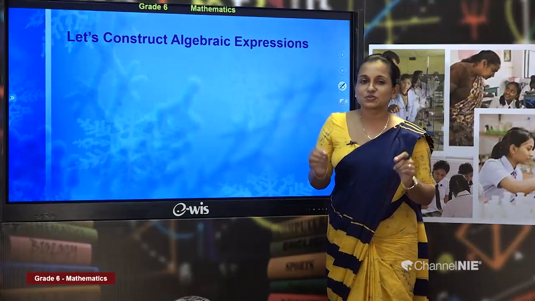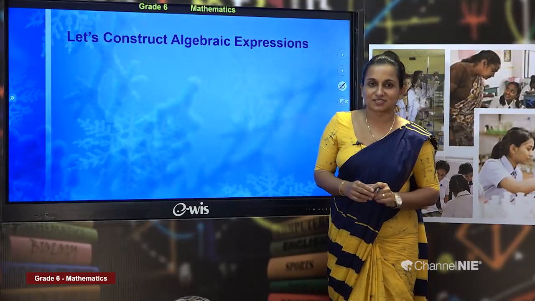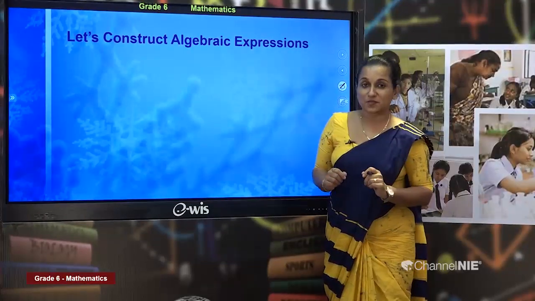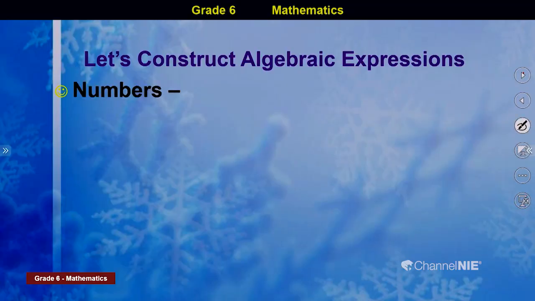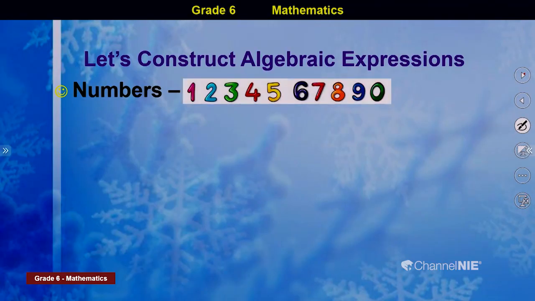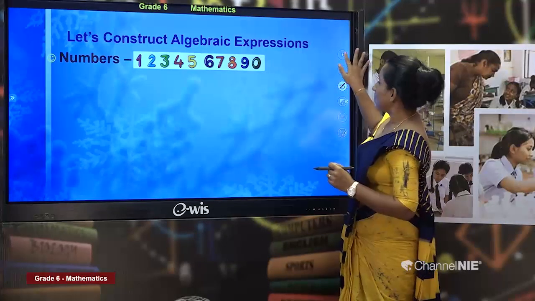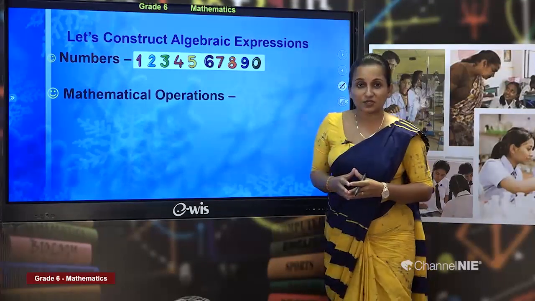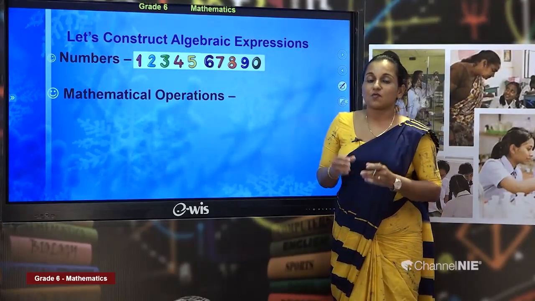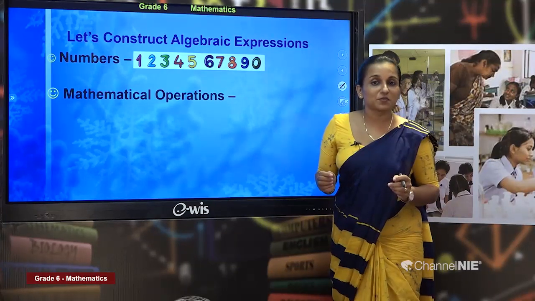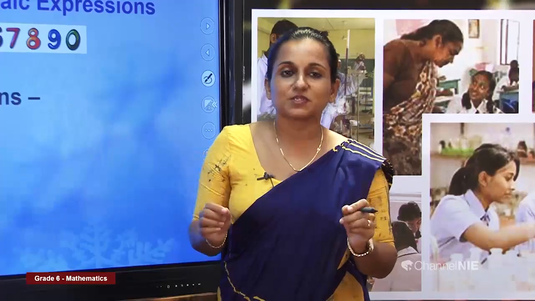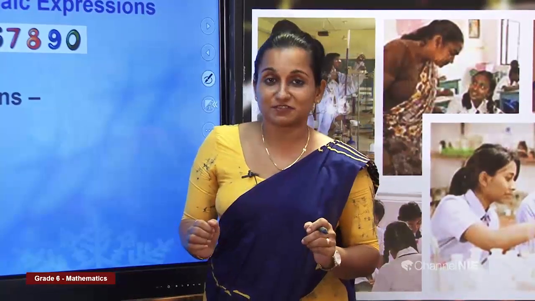What do we need to construct algebraic expressions? We need numbers. We have 10 digits and we can make any number in the number line using these 10 digits. Then we need mathematical operations. We have 4 basic mathematical operations: addition, subtraction, multiplication and division.